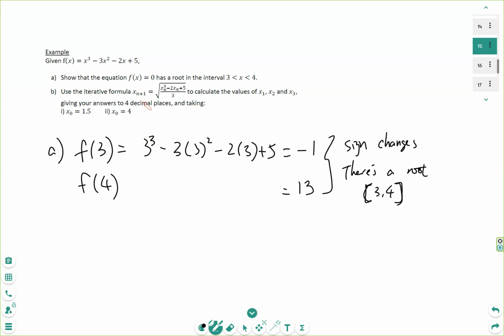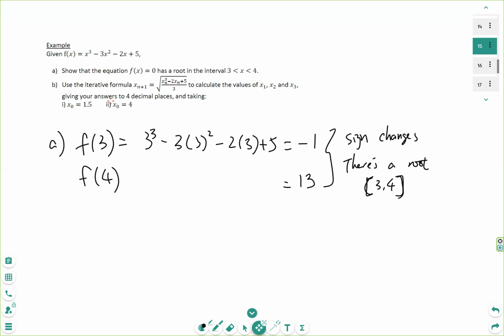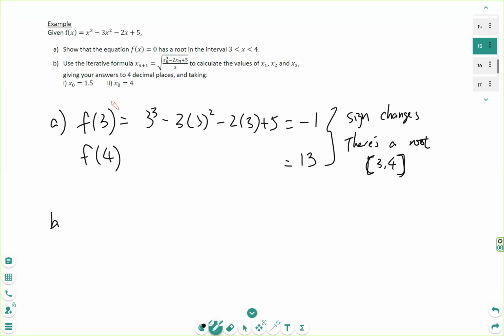So now use the iterative formula to calculate x1, x2, x3. Give your answer to 4 decimal places, taking x0 equals 1.5 and next x0 equals 4. So why do we do that? So B1, okay, so x0 equals 1.5. I'm not going to show it on the screen, I'm just going to do it on my calculator.